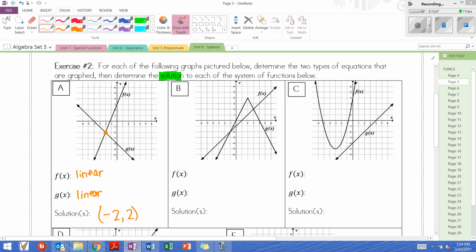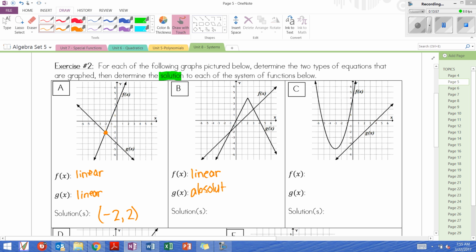Okay, moving on to B. f of x is this function right here. I can't really arrow over it, but, well, maybe I can. Can you see the arrow? No, you can't. Okay, so f of x is the function here, which, of course, you know is yet another linear. And the other function is, you are right, absolute value.